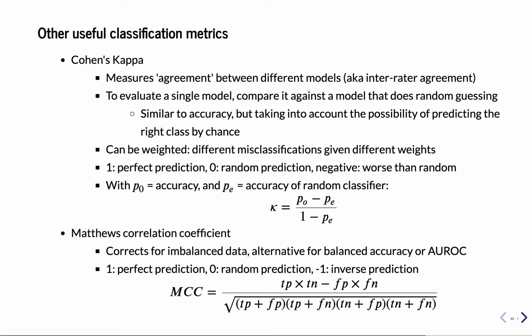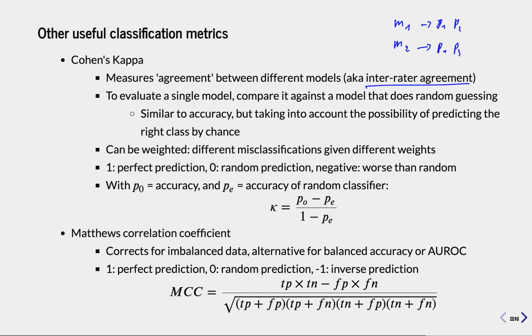Okay, finally we have a few other metrics that we should probably mention. First of them is Cohen's kappa. Cohen's kappa basically measures the inter-rater agreement. So say we have a model 1 and a model 2, and they both make predictions. Basically, what we do is we measure the agreement in predictions between those two models.